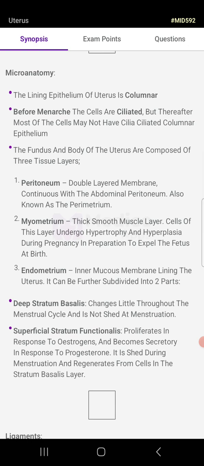The lining epithelium of the uterus is columnar. Before menarche, the cells are ciliated, but thereafter most of the cells may not have cilia. Peritoneum: a double-layered membrane continuous with the abdominal peritoneum, also known as the perimetrium. Myometrium: a thick smooth muscle layer. Cells of this layer undergo hypertrophy and hyperplasia during pregnancy in preparation to expel the fetus at birth. Endometrium: the inner mucous membrane lining the uterus.